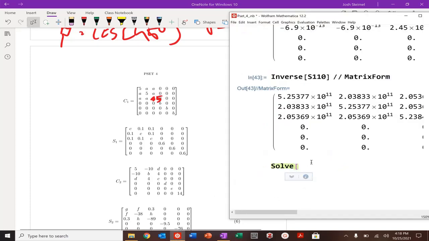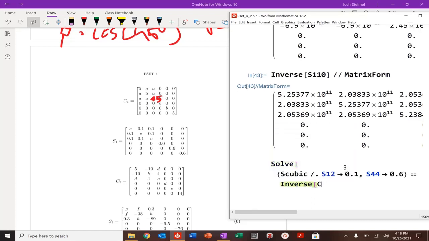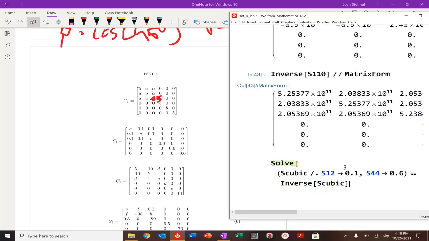But I'm just going to do, I already have my S cubic. I'm going to do basically S cubic slash dot. In my S cubic, my S12 goes to 0.1, and my S44 goes to 0.6, and that's going to be equal to my inverse S cubic, which is basically slash dot. I need to look at my inverse C cubic, inverse S11. I could actually just plug this in.